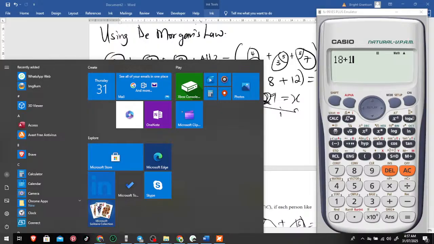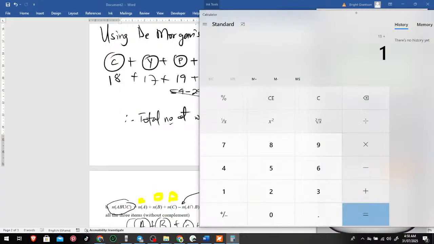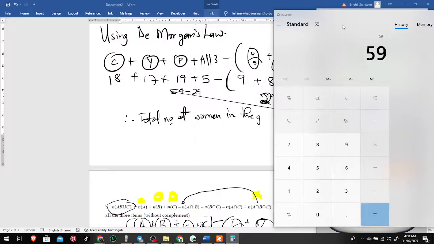So 18 plus 17 plus 19 is 54. Plus 5, 59. Minus 9 plus 8, minus 8, minus 12, 30. Just like that. So X is 30. So that's the answer. Now they said those who do only one subject.